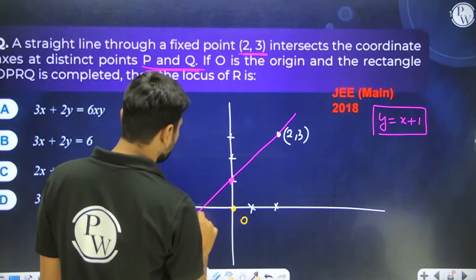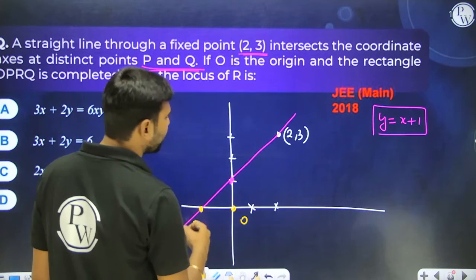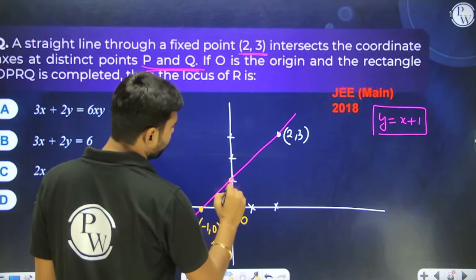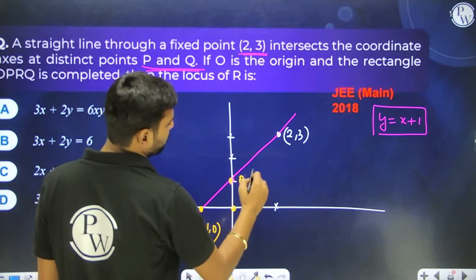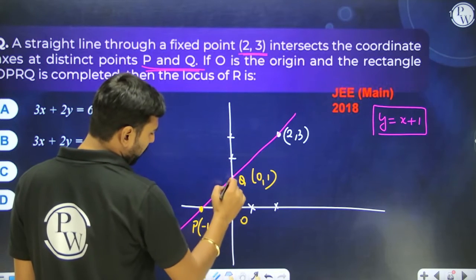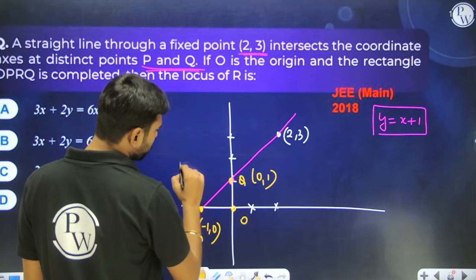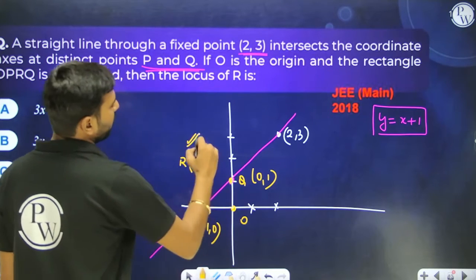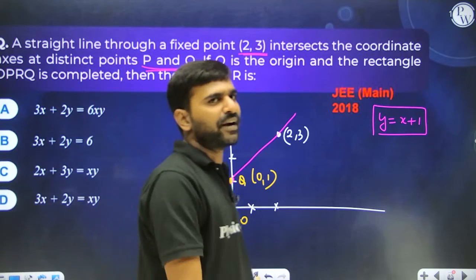Can you tell me the coordinate of the point P where it is cutting the x-axis? At the x-axis y has to be 0, means minus 1 comma 0. This is our Q point, means 0 comma 1. So accordingly, if you complete this rectangle OPRQ, then the coordinates of R will be what? Minus 1 comma 1. So your locus has to satisfy minus 1 comma 1 or not?